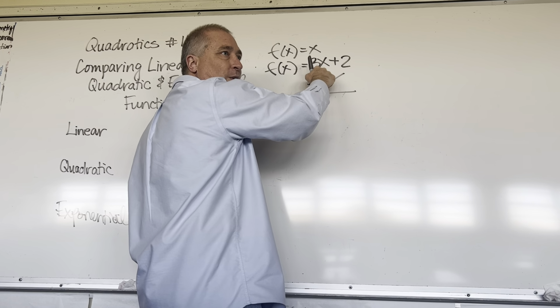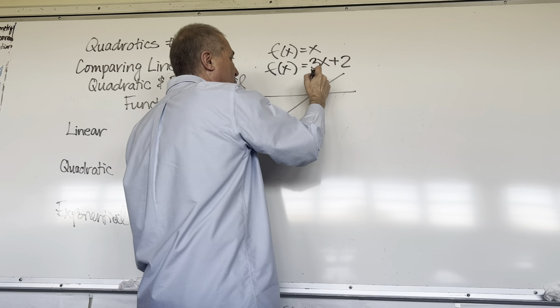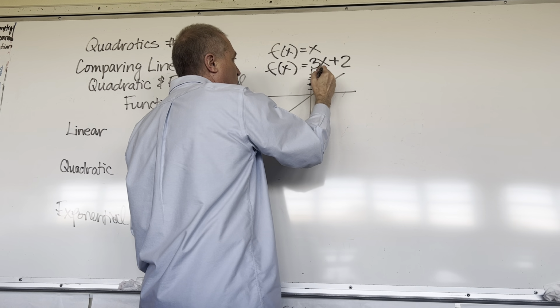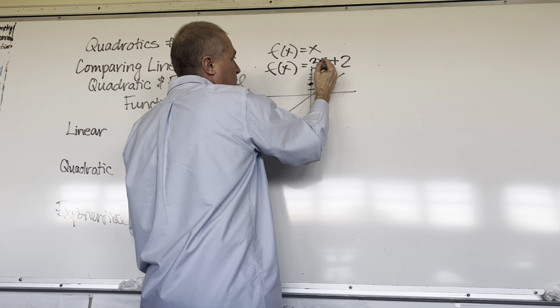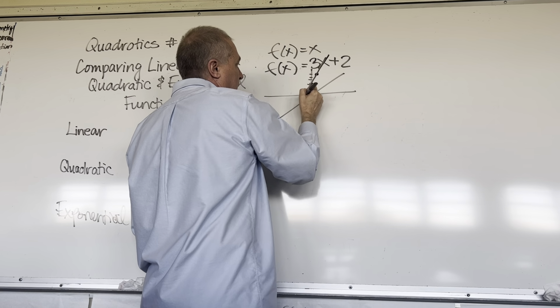This one is the slope, 3. Do you remember rise over run? So it goes up 1, 2, 3, and over 1. And there's another point here. And so it should be a steeper line, a lot like that.